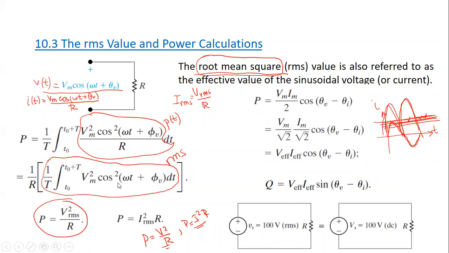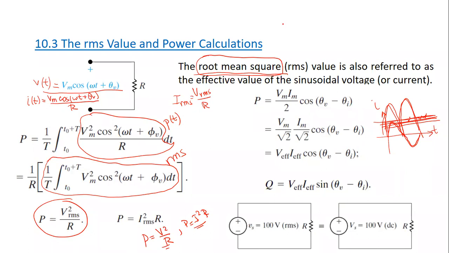So this power is equal to the RMS value of the voltage squared divided by R, V RMS squared over R. This is the average power, and using Ohm's law we can replace V RMS squared by the current, and then the power can be equal to I squared RMS times R.